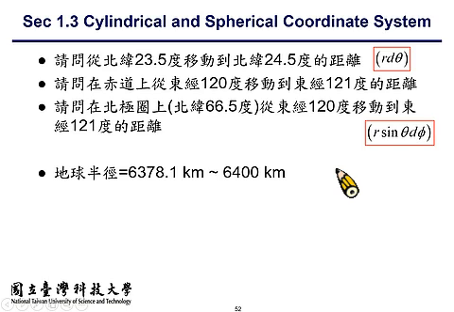Okay, so to conclude our discussion today, here's some practice. What is the distance if you're moving from latitude 23.5 degrees to latitude 24.5 degrees? What is the difference in terms of theta? The delta theta is actually 1 degree.